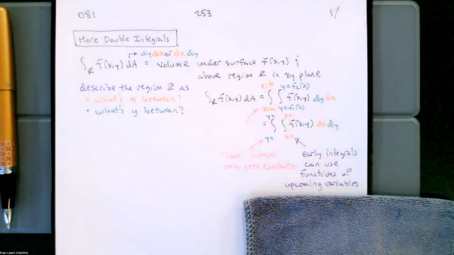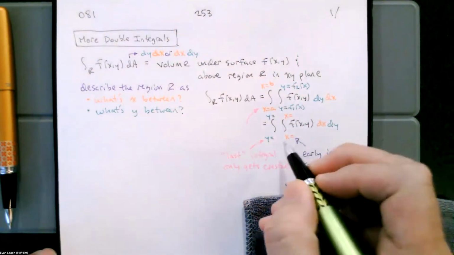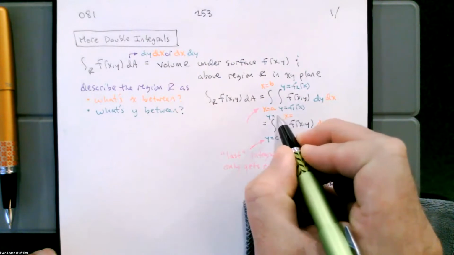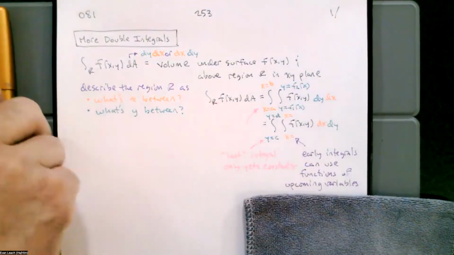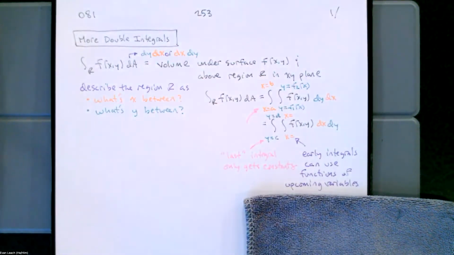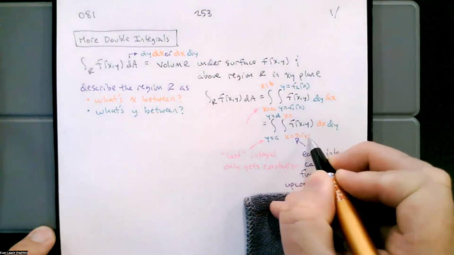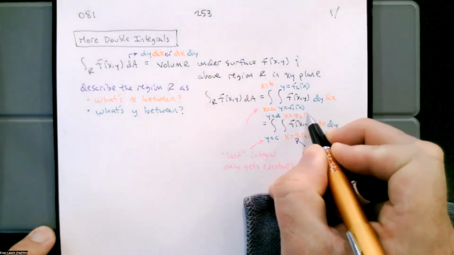In the case of the dx dy integral, since y is our last integral, that would have to go between constants, say from c to d. The earlier integral, the x integral, can use functions of the upcoming variable. So I could have functions of y in the x integral. So this could say go from g1 of y to g2 of y.